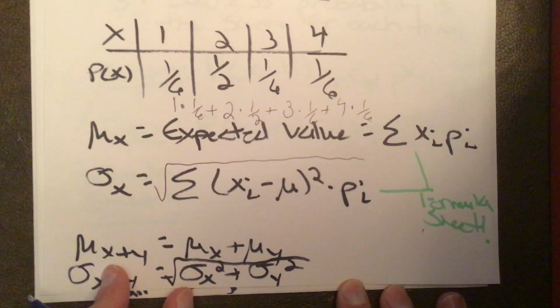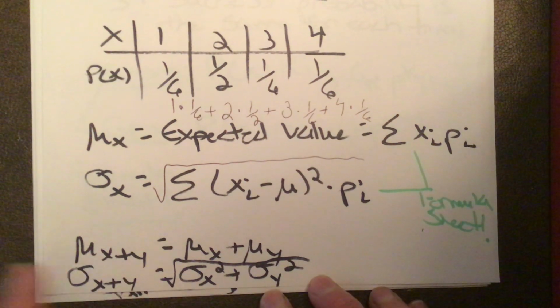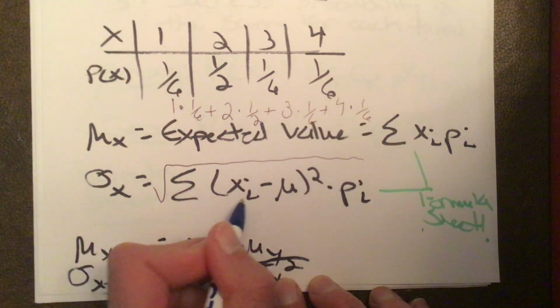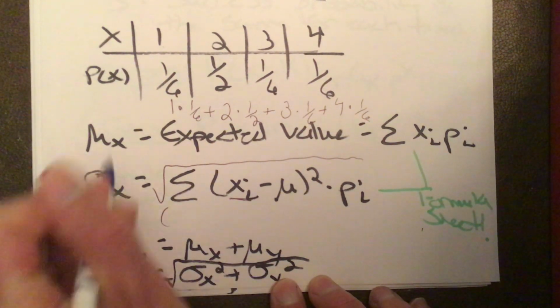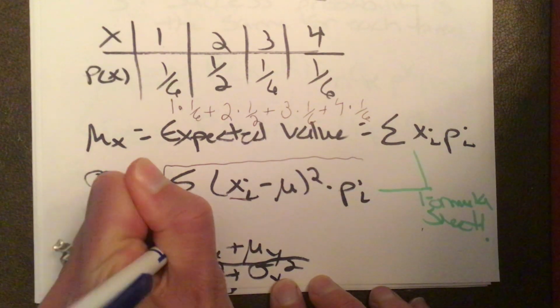Otherwise, it's the variance. I won't go through the whole formula of that one, but just to show you, for this one I would set it up so I'd do 1 minus whatever my mean is.